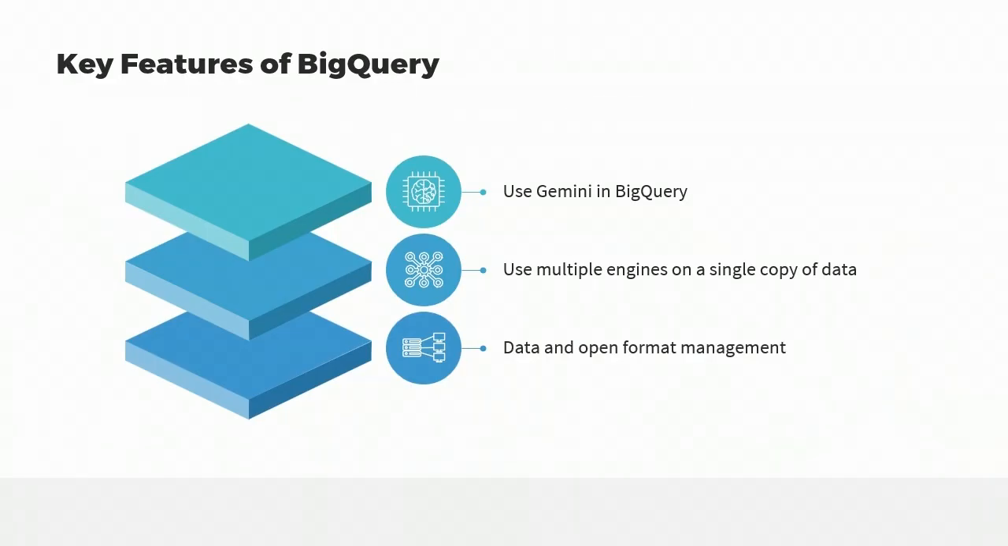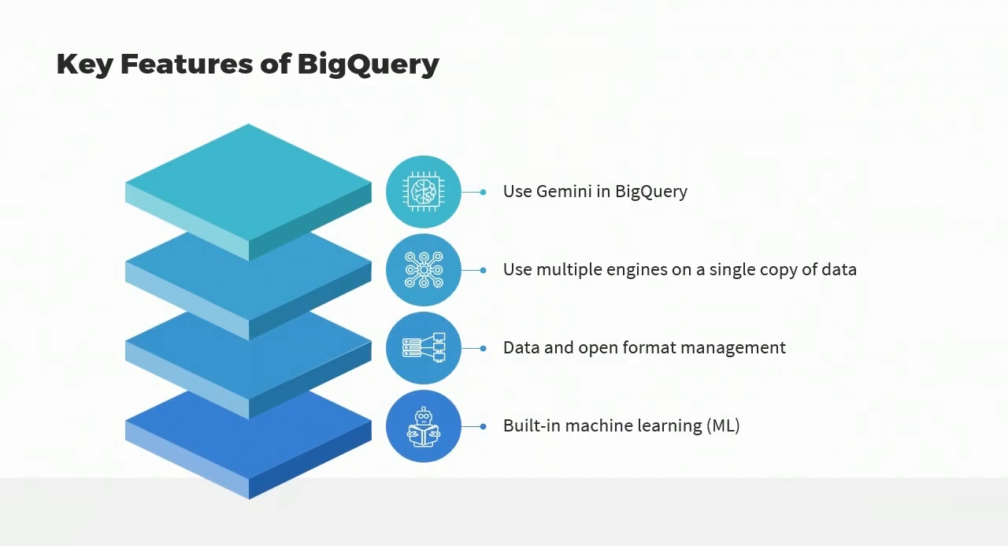And data in open format management is important. So use BigQuery to manage all types of data across multiple clouds. We can use things like unstructured data. We can use fine-grained access controls. And we can also use the built-in machine learning models.